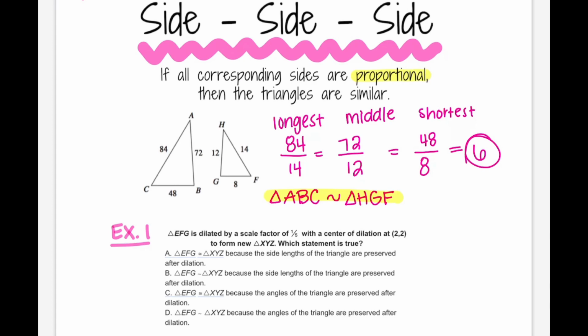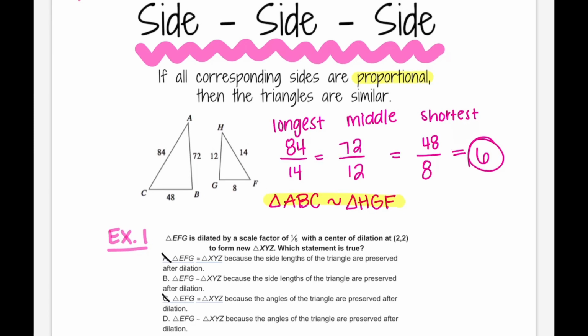Now let's look at example 1. Triangle EFG is dilated by a scale factor of 1/5 with a center of dilation at (2, 2) to form the new triangle XYZ. Which statement is true? Well, first we need to know that dilation only preserves proportion. So triangle EFG is not going to be congruent to triangle XYZ because it's 1/5 of the size. So they are not equal in measure. That means we can go ahead and mark out the statements that have the two triangles congruent.